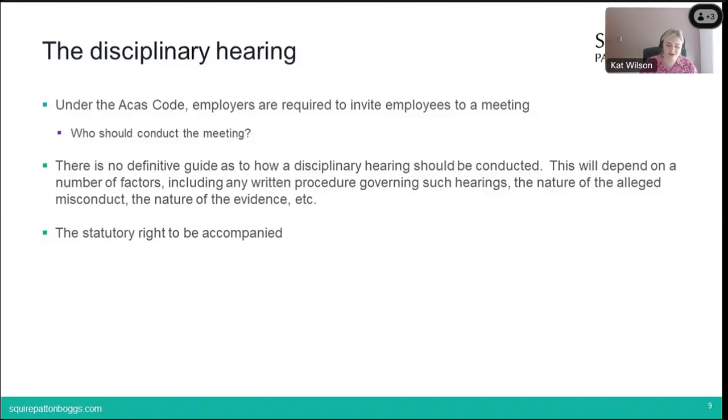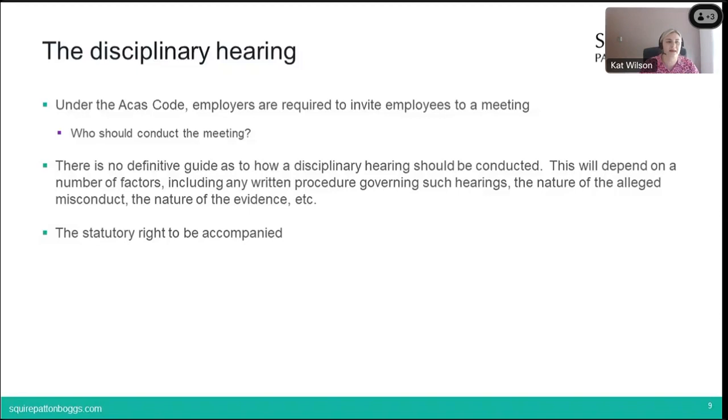In terms of statutory right to be accompanied, I know I touched upon this slightly in the previous slide as well, but just a reminder that they have a statutory right to be accompanied at the disciplinary or grievance hearing. And I'd remind them of that at the outset of any hearing. And if they've come without someone with them, just double check that they're happy to proceed on that basis, just to cover your back and make sure that you've covered it all off.